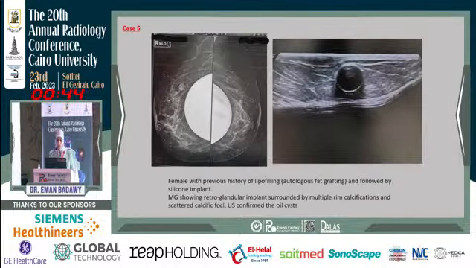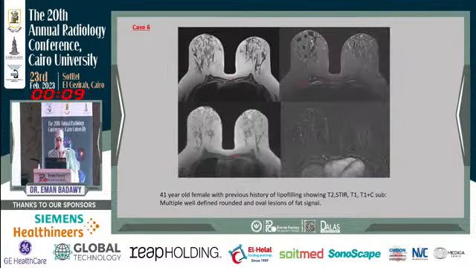Case number 5, a female with previous lipofilling of the breast, and then she was not satisfied with the shape, and so it was followed by a silicone implant. Here we can see both breast augmentation procedures, where there are oil cysts at end stage of fat necrosis, which appear in the ultrasound as a rim calcification of the cyst, and here is an intact silicone implant.